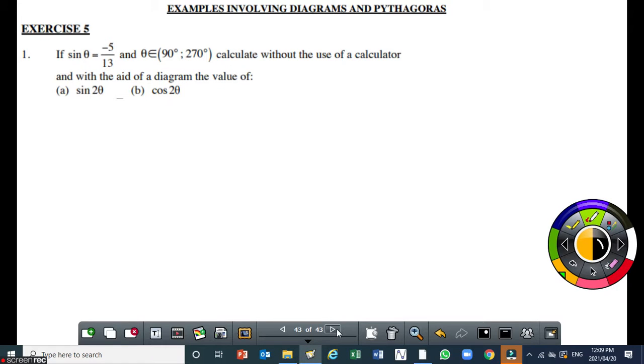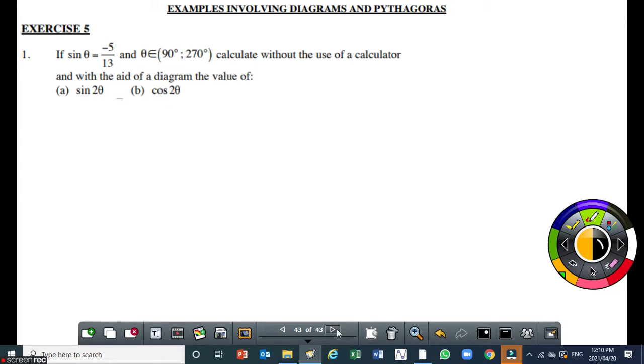On the Cartesian plane, because you are in grade 12 now. Okay, so let's do this question. The good thing is that this is a very common question. It was there in the math test, and some of you were not drawing the diagram, but here it says: if sine theta is minus 5 over 13 and theta lies between 90 and 270, calculate without the use of a calculator and with the aid of a diagram.